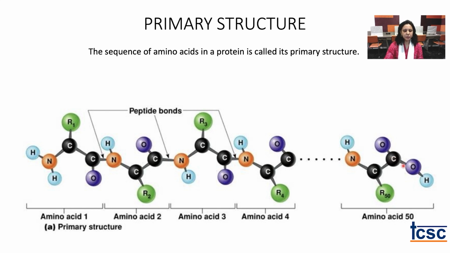So the primary structure of a protein or a polypeptide will always be polar in nature, because it will have an N terminal and a C terminal, which will characterize the two ends of a polypeptide chain.